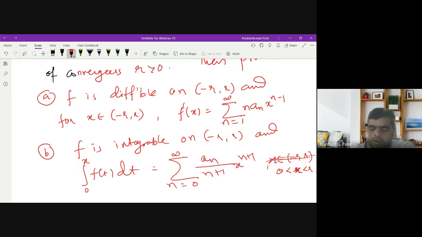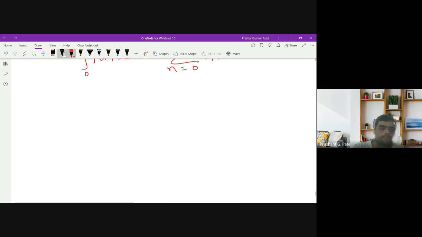So to prove the statement, we have to use the results which we have discussed for term by term integration and term by term differentiation for the series of functions. So let us discuss the proof of this statement.